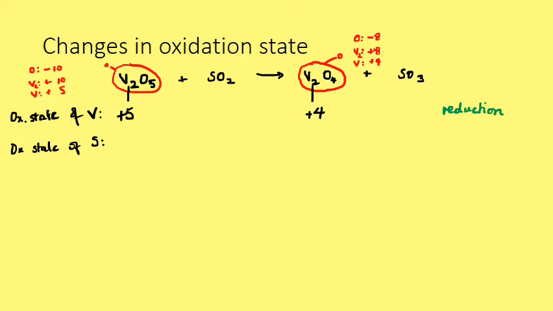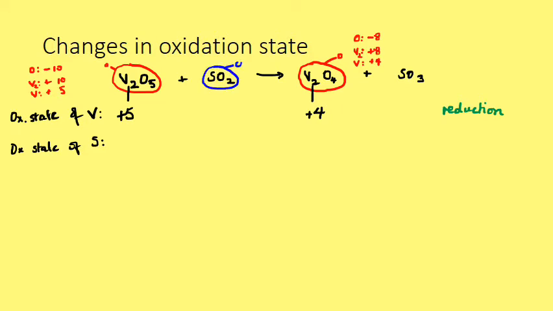And now what we're going to do is the same for sulfur. So in sulfur dioxide, the first sulfur product, sulfur dioxide. And what I'll do is I'll do this in red as well. Maybe blue. I'll do blue.